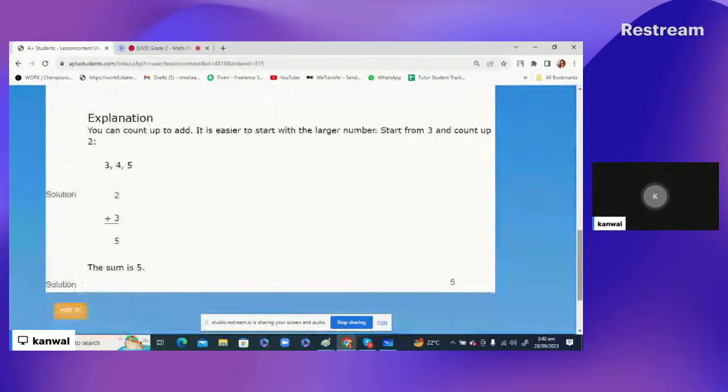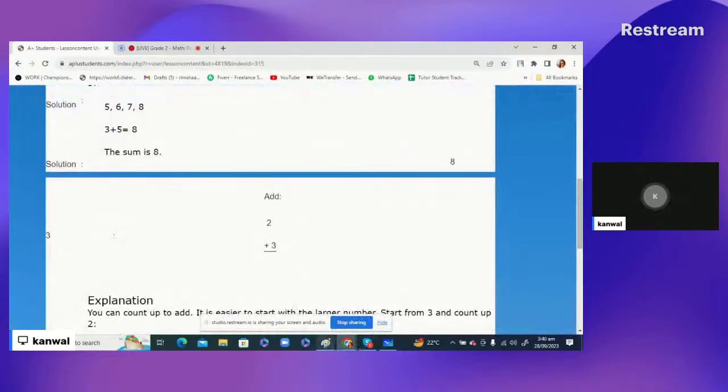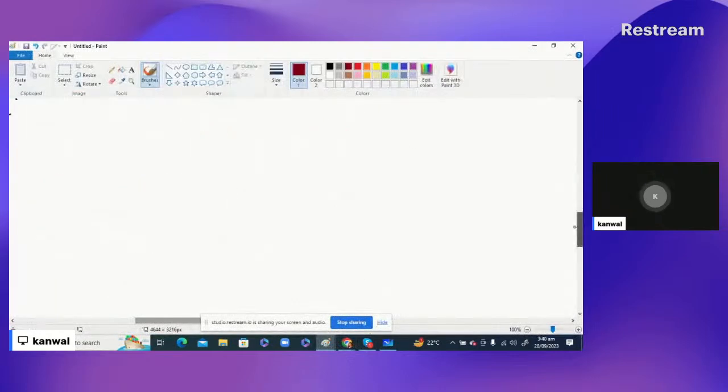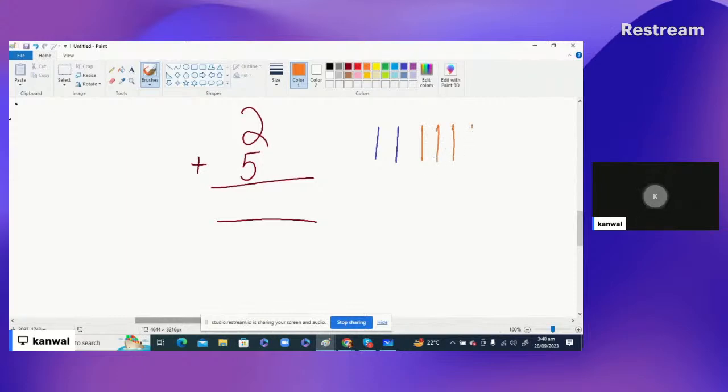So here are different questions. You also add like this way and also the addition like this way. 2 plus 5. Okay. This is also the same thing. First of all, you draw the two lines. Let me draw here. Now draw the 5 lines. 1, 2, 3, 4, and 5. Now count all the lines together. 1, 2, 3, 4, 5, 6, 7. Got it? So you got the answer, that is 7.